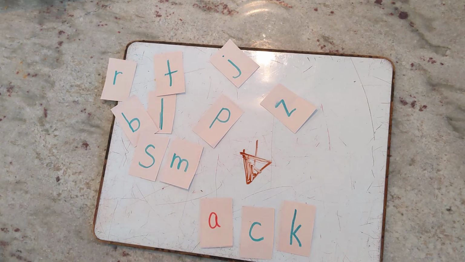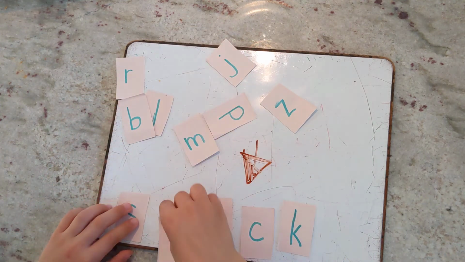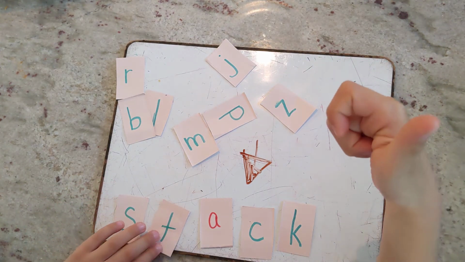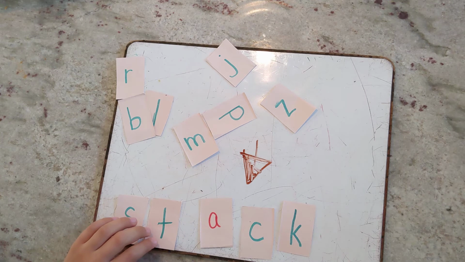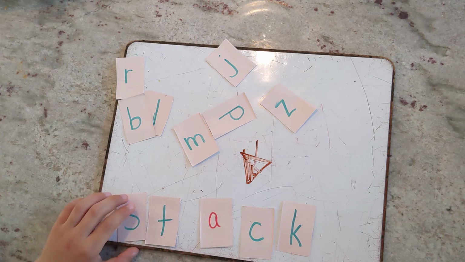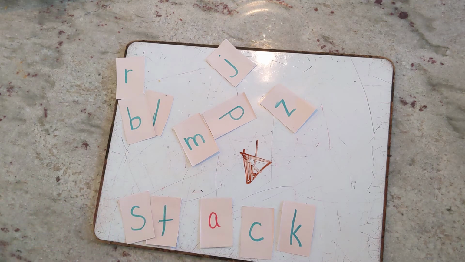All right, take the sm away and replace it with, you ready? St. There's a lot of blends for this one. St. Good, put your thumb up. Nice, wow, it was super fast, like flash. Tell me the word. Stack. Stack. What can you stack? I stacked a bunch of books on my shelf. Yeah, you can stack books on a shelf. You can stack pancakes. Oh, that sounds so good, right? A stack of pancakes.